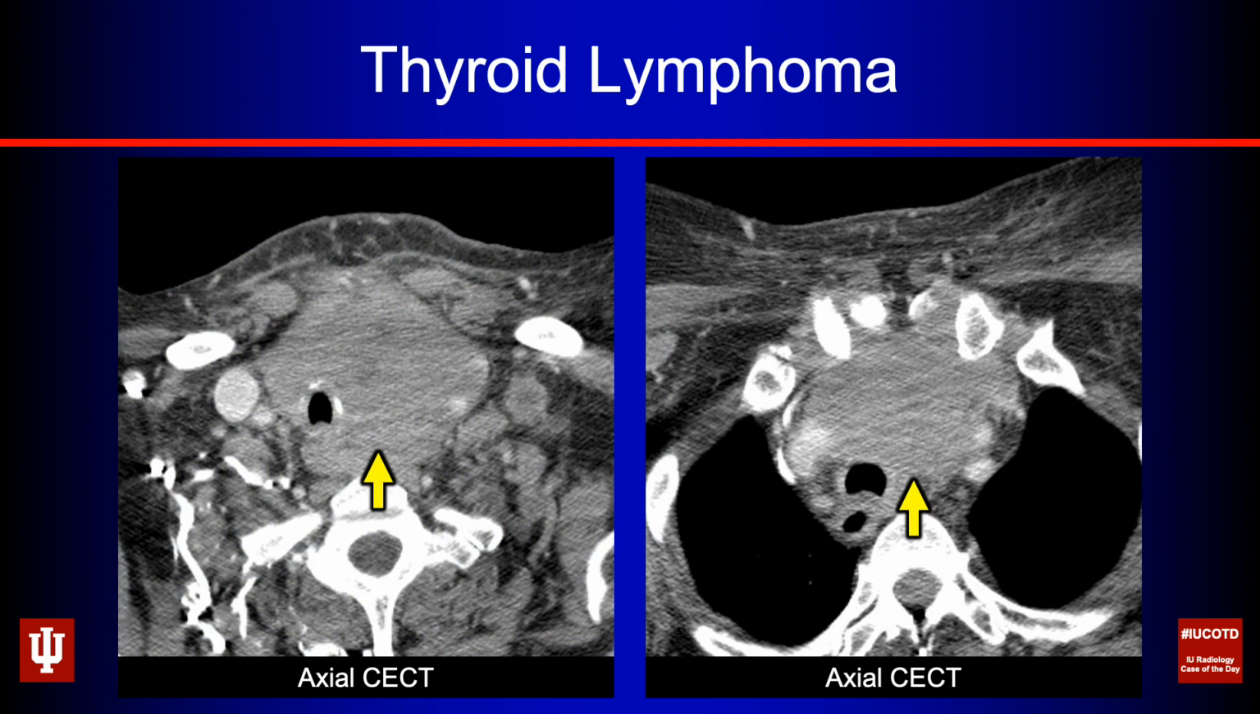So again, dealing with a thyroid lymphoma, you can see it's diffusely enlarged, maybe asymmetric to the left, largely low density. This one's even creeping its way down to the mediastinum. And again, typically these are not surgical cases unless there is urgent airway compromise.